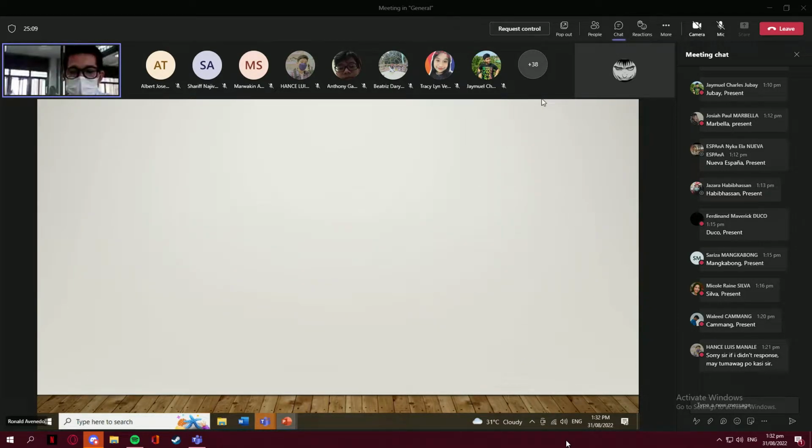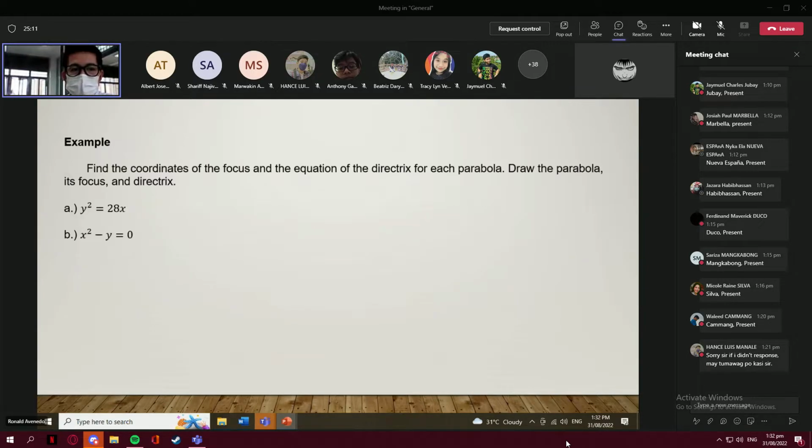So we have here example: find the coordinates of the focus and the equation of the directrix for each parabola. Draw the parabola, its focus, and directrix. If in your assignment or doon sa inyong activity na ipapagawa ko, only answer what are asked. So kagaya dito, find the coordinates of the focus. So you need to solve for the coordinates of the focus. Equation of the directrix. Then draw the parabola, the focus, and directrix.